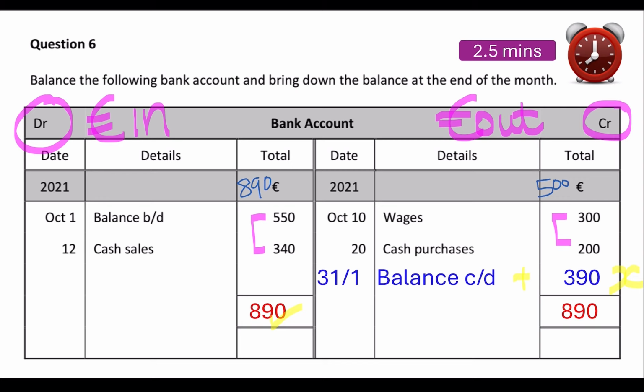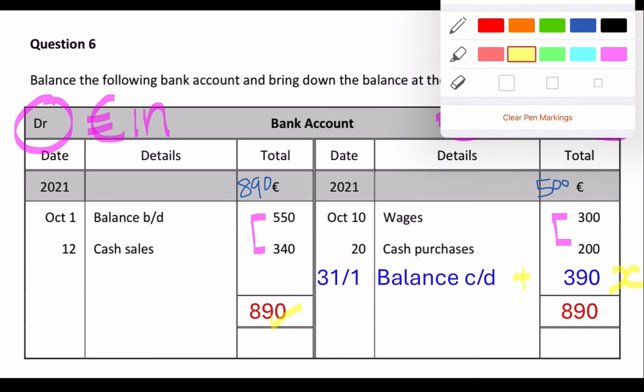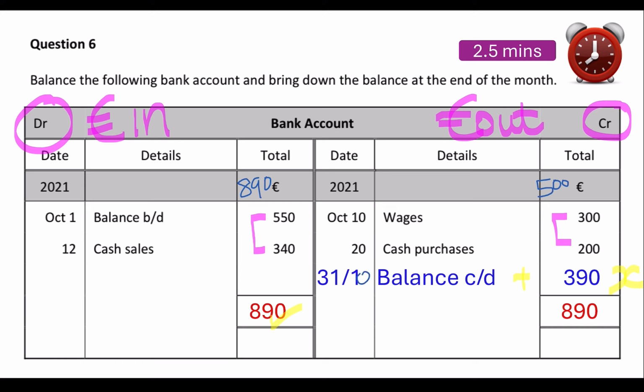So you will say 31st of the 10th, apologies, that should say 31st of the 10th because it's October. Balance carried down 390. And then on the 1st of the 11th, balance brought down 390. And that is the bank account balanced there.